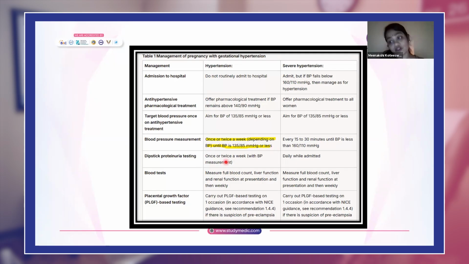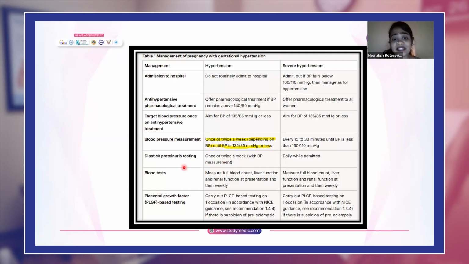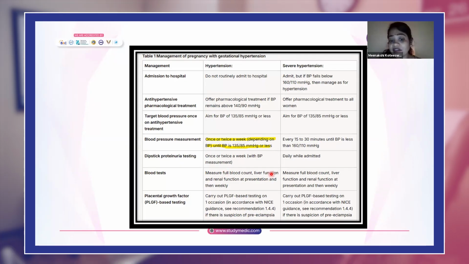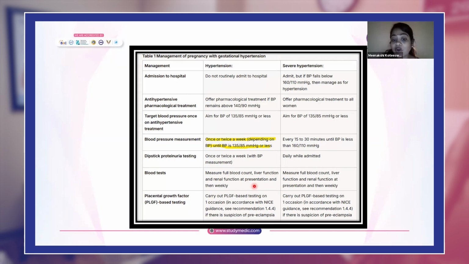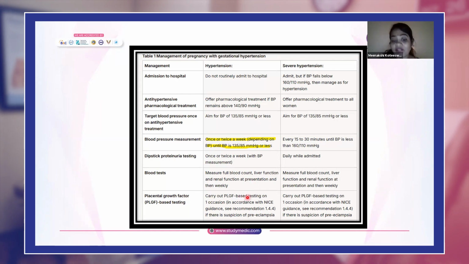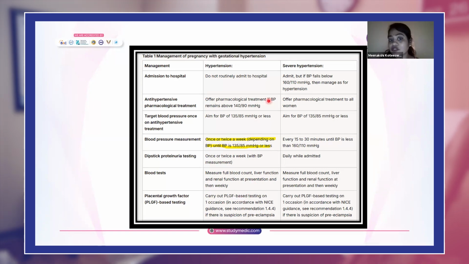Urine dipstick once or twice a week, because you need to see whether she's getting converted to preeclampsia. Blood tests: full blood count, LFTs and RFTs at presentation, and then weekly tests because they are hypertensive. Offer PlGF testing on one occasion if there is a suspicion of preeclampsia. So you need not admit.